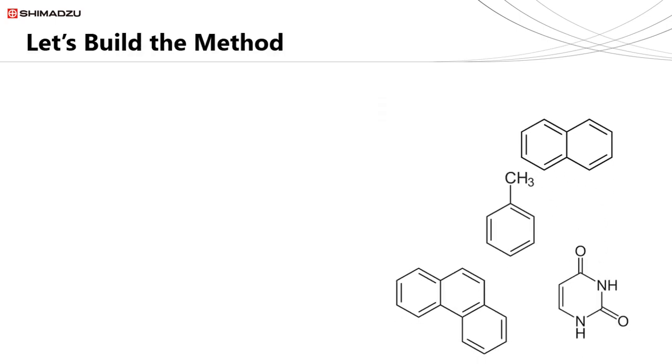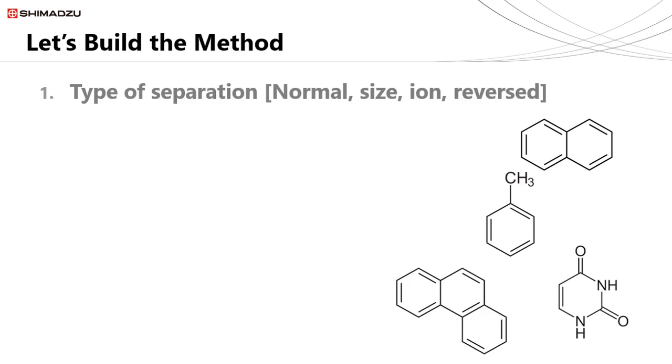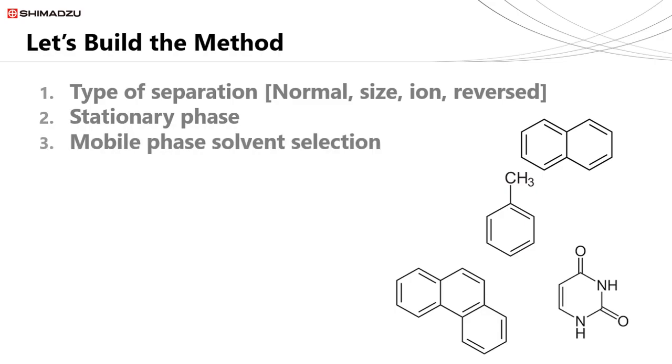We need to establish what type of separation we would need to use in order to separate them. Would this be normal, size, ion or reversed phase chromatography? What stationary phase is then used, dependent on the type of separation and our compounds. What will our mobile phase consist of? Remembering that this is also determined by our column, type of separation, compounds, wavelength and various factors.